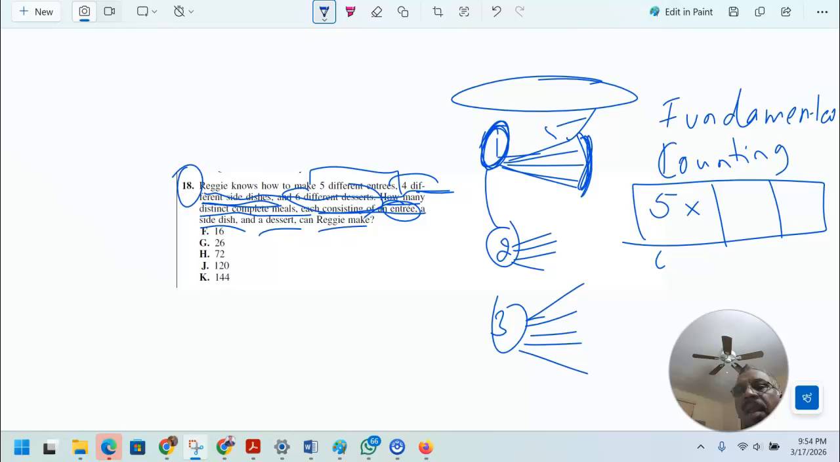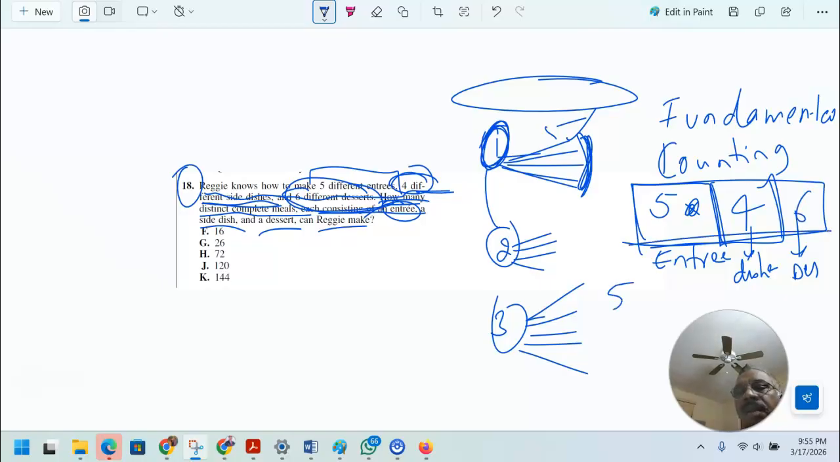You can think of it this way: this is the entree, this is the dishes, and this is the dessert. So the entree can be any of the 5. Once you are done, the next is the dishes. The dish you can have 4 different options. So it is 4, and the next is 6 different desserts. So this becomes 6. So by the fundamental counting principle, you just have to multiply 5 times 4 times 6. So that is 5 fours are 20, and 20 times 6 is 120.